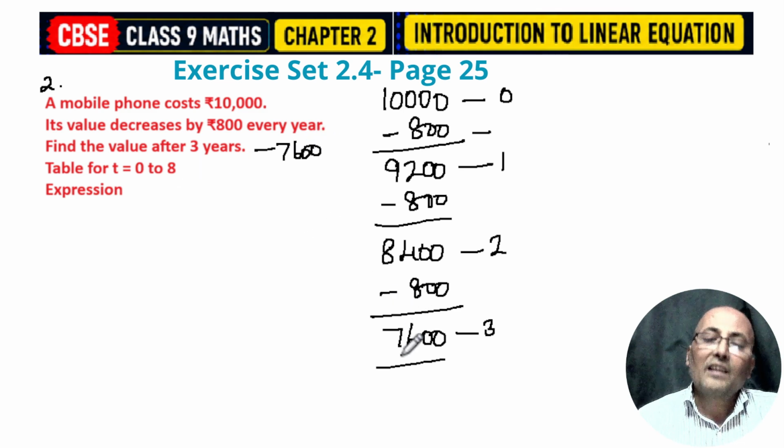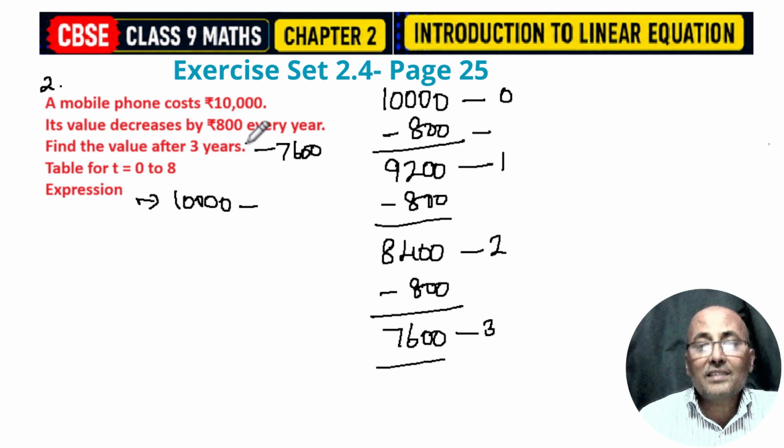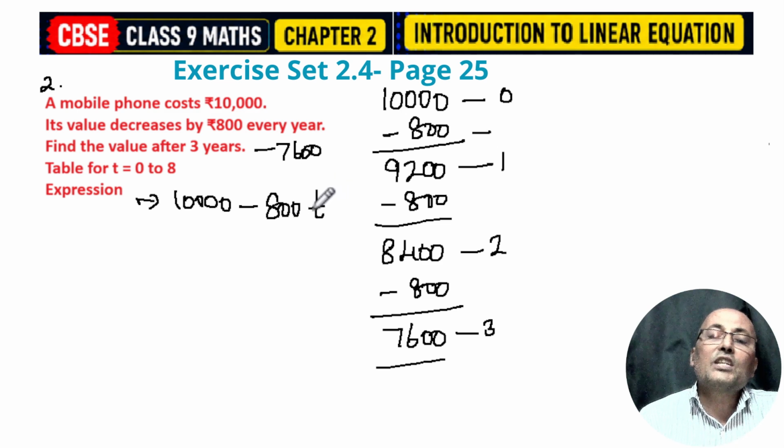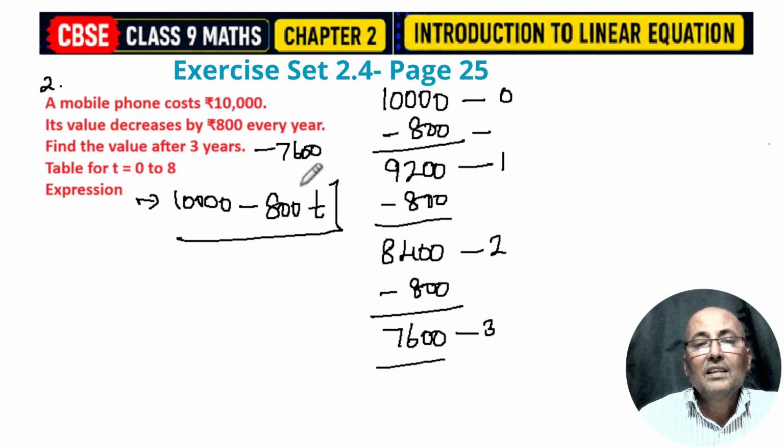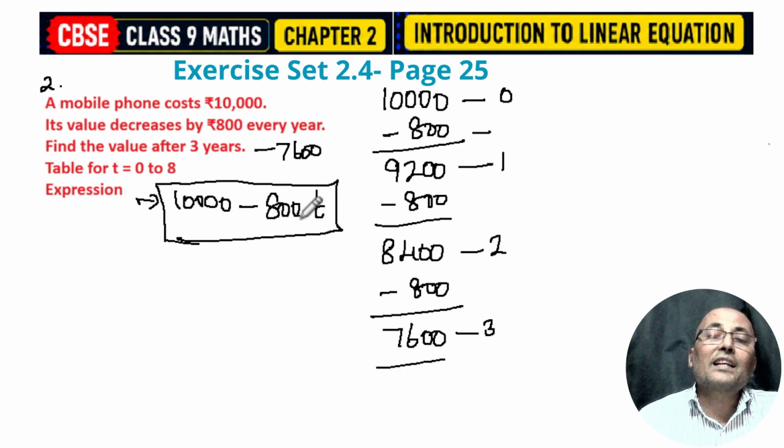Likewise, you can prepare a tabular column from 0 up to 8. In general, what is the expression? 10,000 minus 800 into t. Why minus? Because it is decay, 800 per year into time. t equal to 0 means 10,000 itself. t equal to 1 means 10,000 minus 800. t equal to 2, like that it goes on. So this is the linear expression.